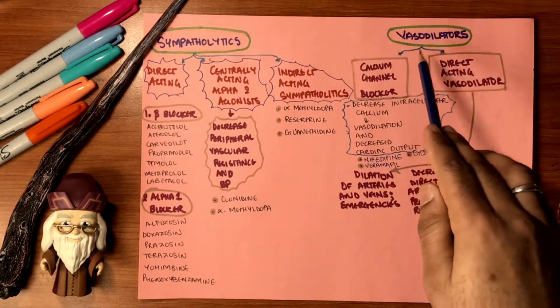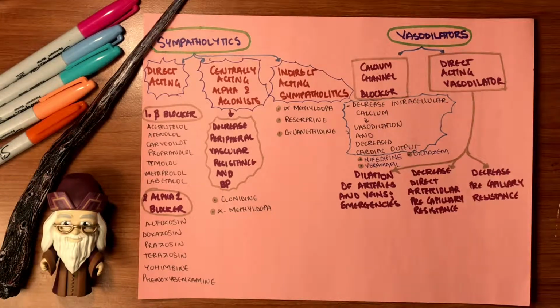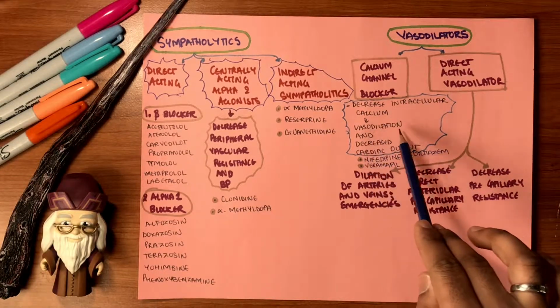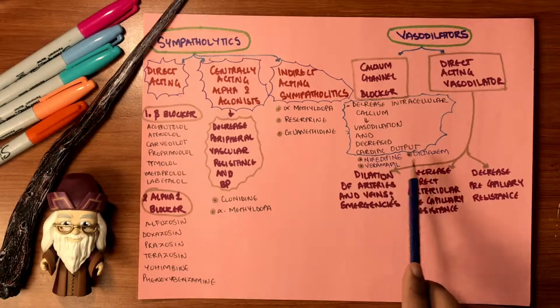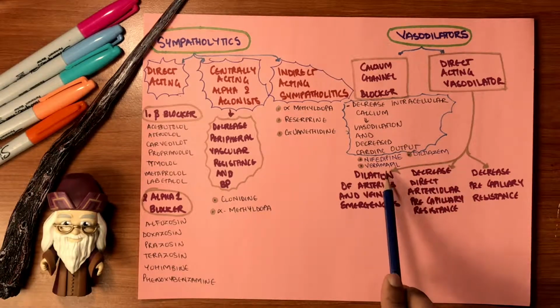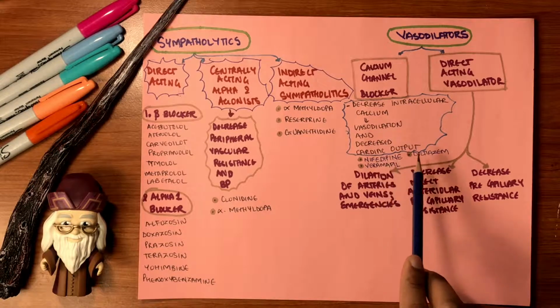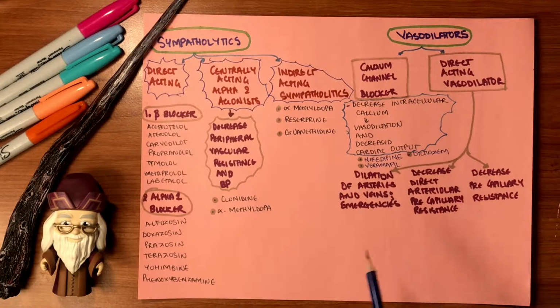Vasodilators, divided into calcium channel blockers and directly acting vasodilators. The name explains itself. It prevents vasoconstriction by causing vasodilation. The calcium channel blocker will decrease the intracellular calcium, therefore causing vasodilation and decreasing cardiac output, such as nifedipine, diltiazem, verapamil. Now, nifedipine acts directly on the vessels, while diltiazem acts on the heart.